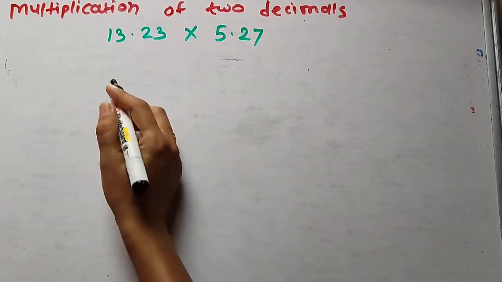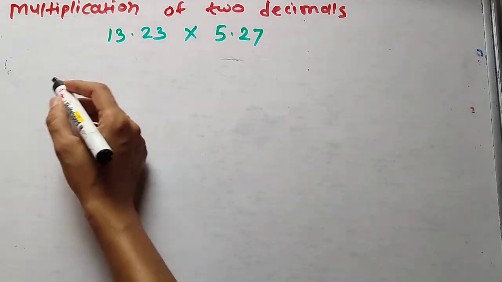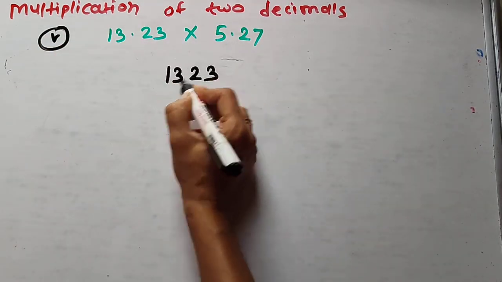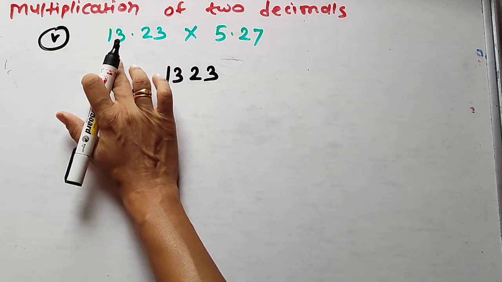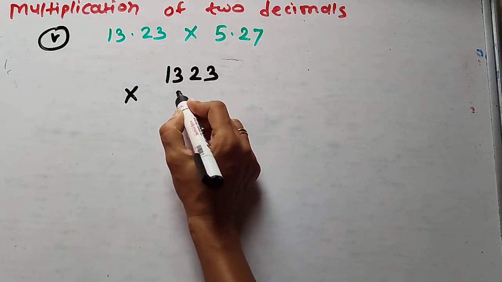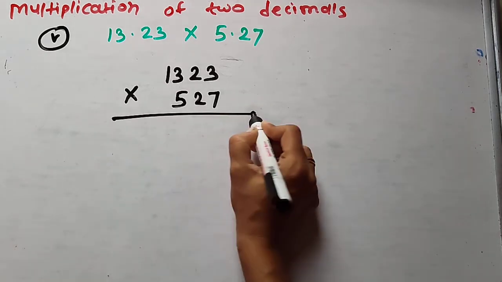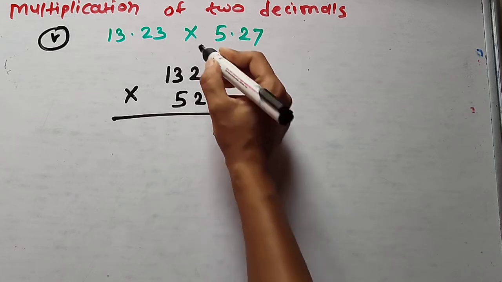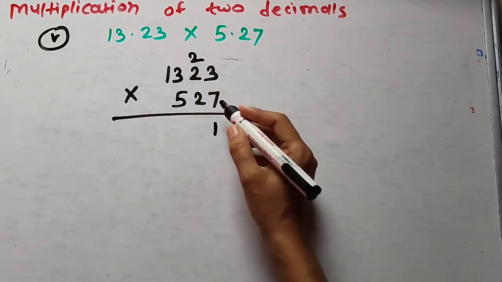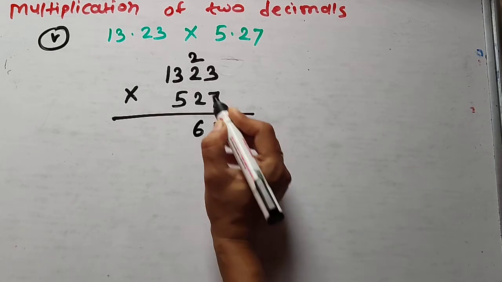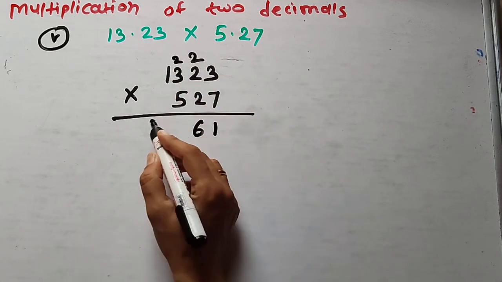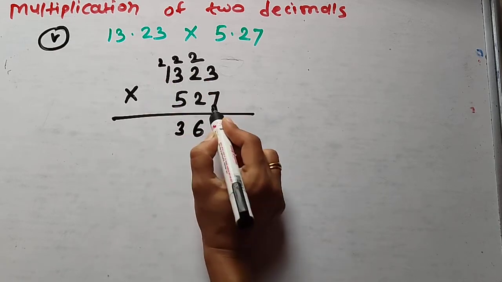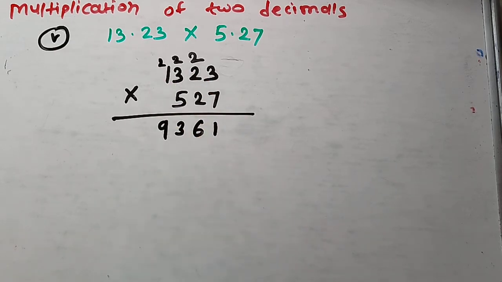Now see, this is a question from exercise 5.4, question V. Again you have to ignore the decimal point and multiply the numbers. This is the greater number, 13 is greater than 5. So you have to write the first number 527. Now multiply. 7 threes are 21. 7 twos are 14, 15, 16, 2 carry over. 7 threes are 21, 21 plus 2, 23. Again 2 carry over. 7 ones are 7 plus 2, 9.